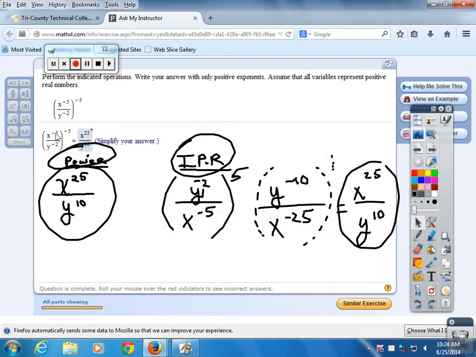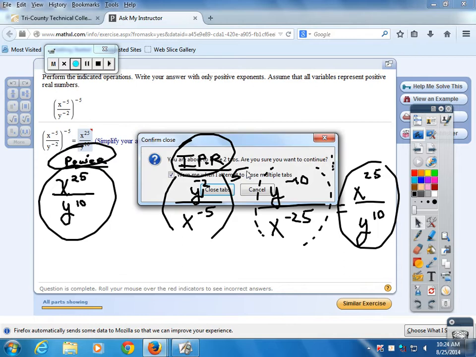X to the 25th over Y to the 10th. And that's what we got both ways. So you feel better on that one? All right, let's do another. Let's do another question sent in.